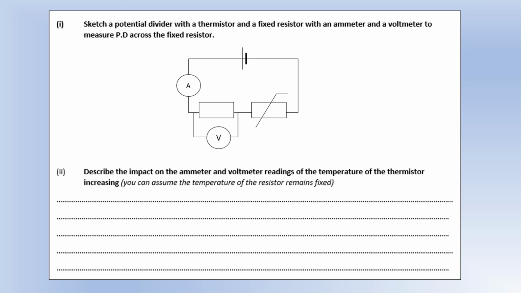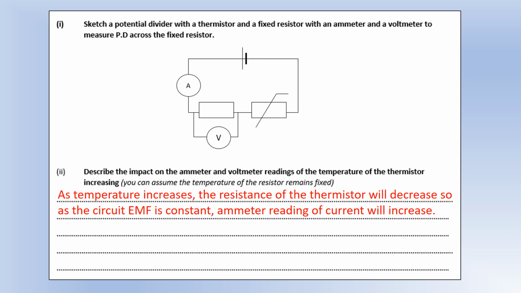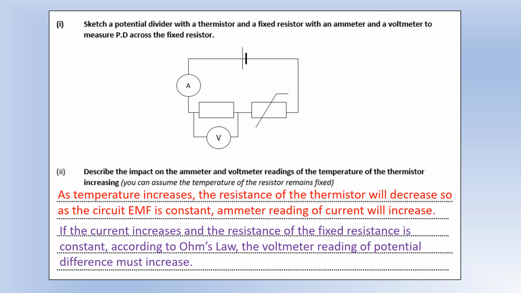And then what we're going to do is describe how the ammeter and voltmeter readings change if the temperature of the thermistor increases. So as temperature increases, the resistance of the thermistor decreases. So as the EMF is fixed, that means the current in the circuit is going to increase. And if the current increases and the resistance of the fixed resistor is the same, Ohm's law tells us the voltmeter reading will increase.